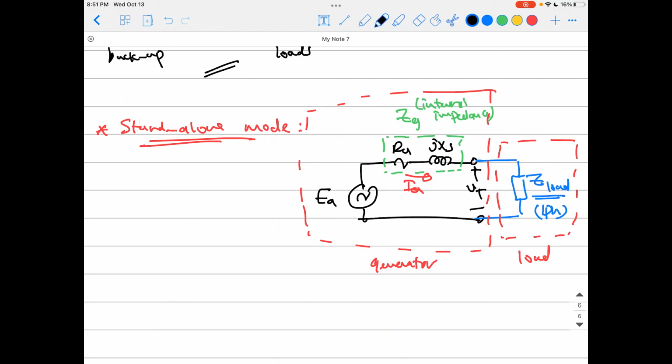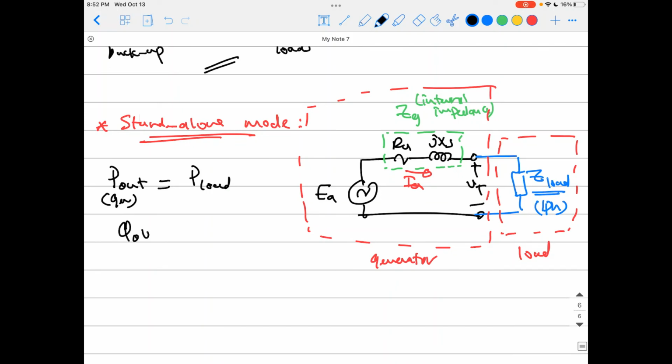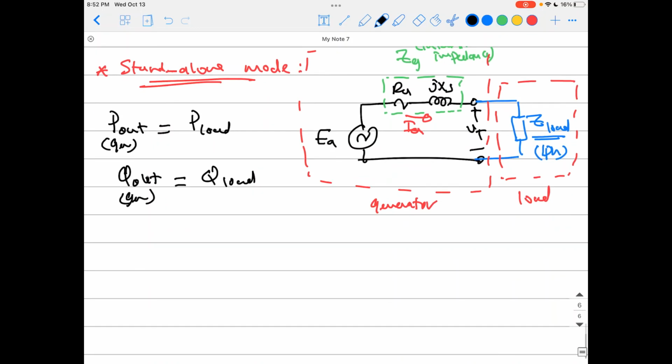For this connection, we're talking about a standalone, so the P that the generator generated, the P output of your generator, I'm calling here P output. But I'm reminding you that the generator output power will equal P of the load. So whatever power the load requires, the generator will be just having it. The same idea with the Q: Q output of the generator equals Q load. So for the standalone mode, you just find what are the requirements of the load, and your generator should be meeting them.